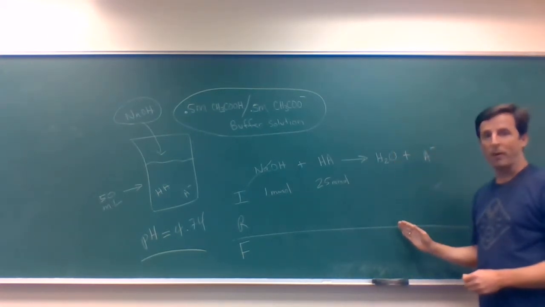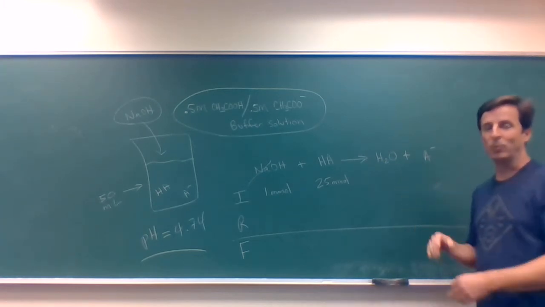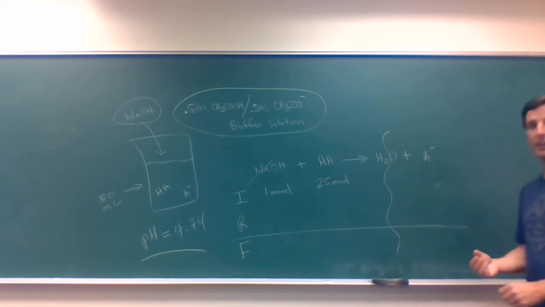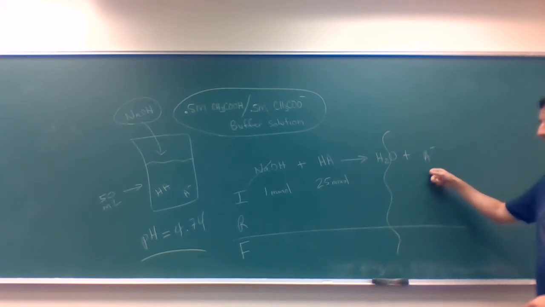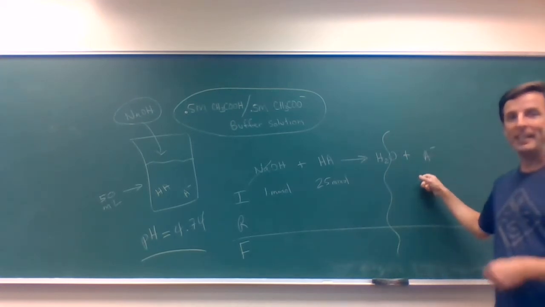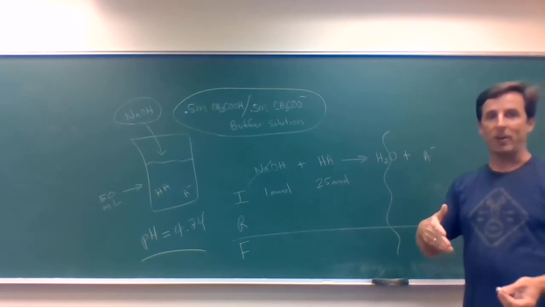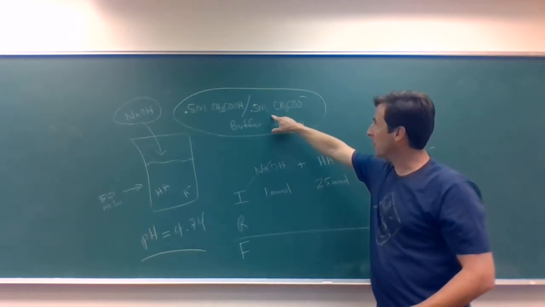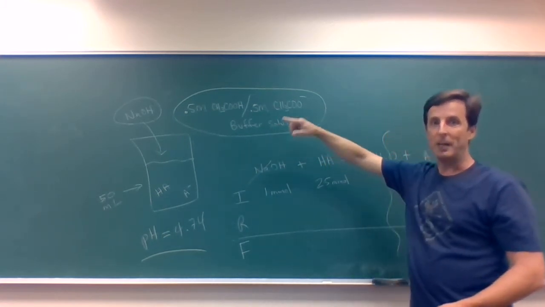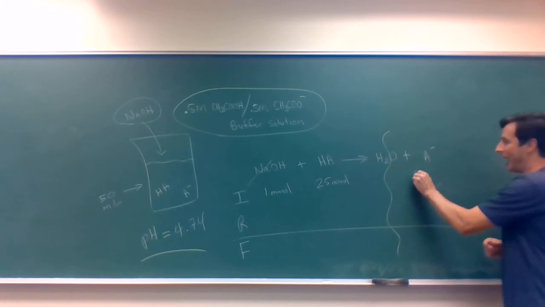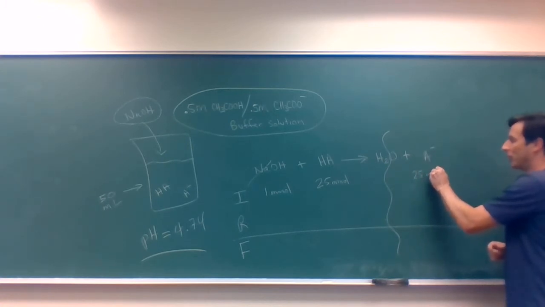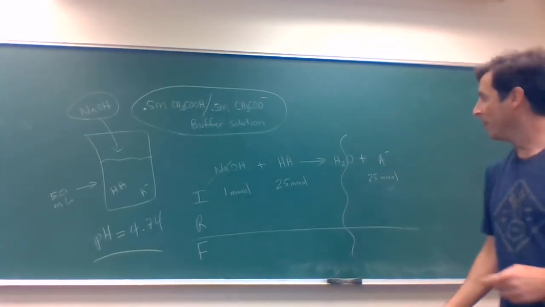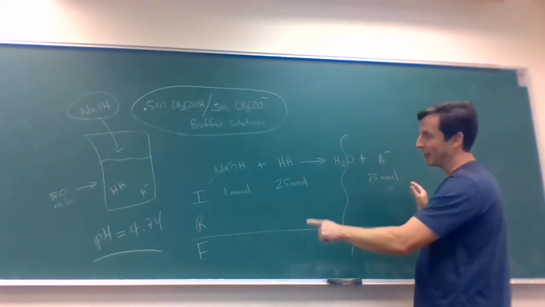One of my products is water, and again, when I do these things, water is just a solvent, so I'm not really worried about it. So I'm going to mark out the water line. But then the acetate, I do have acetate in the solution before the reaction starts. It's, again, 50 milliliters of 0.5 molar. 50 times 0.5, A minus, I have 25 millimoles. Okay, so that is the initial line. Those are the amounts that I have.